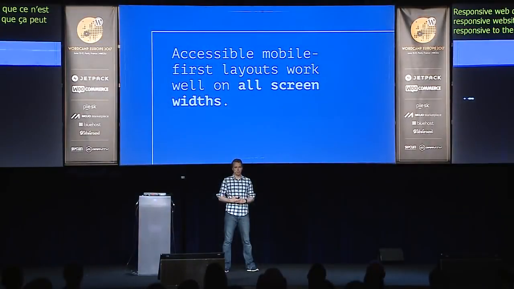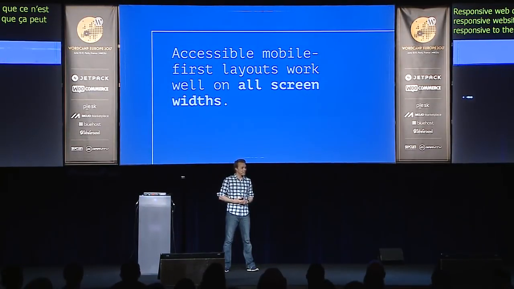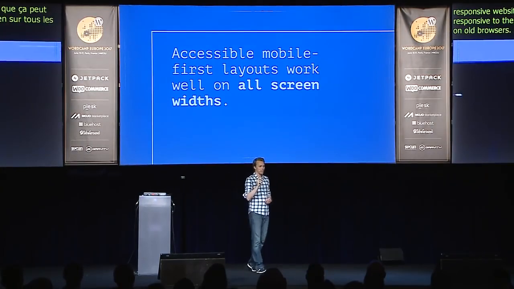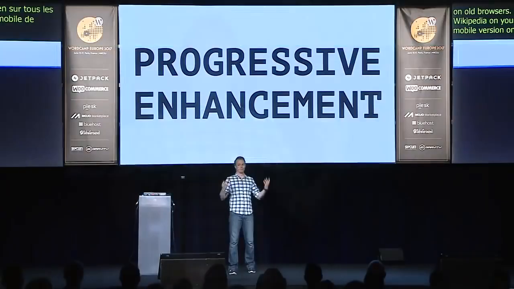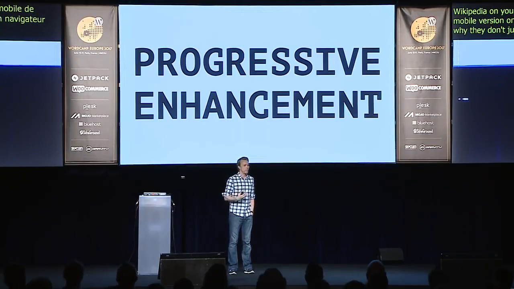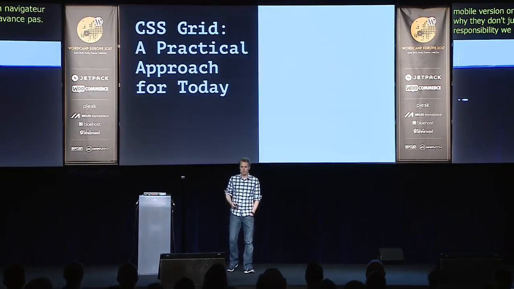Accessible mobile-first layouts work well on all browsers. If you don't believe me, go look at the mobile version of Wikipedia on your desktop browser. You will never use regular Wikipedia again. The mobile version on the desktop browser is so much better. I don't understand why they just don't move forward. This is progressive enhancement. This is our responsibility. We progressively enhance the web, because if we don't, then we'll get stuck in the past forever.